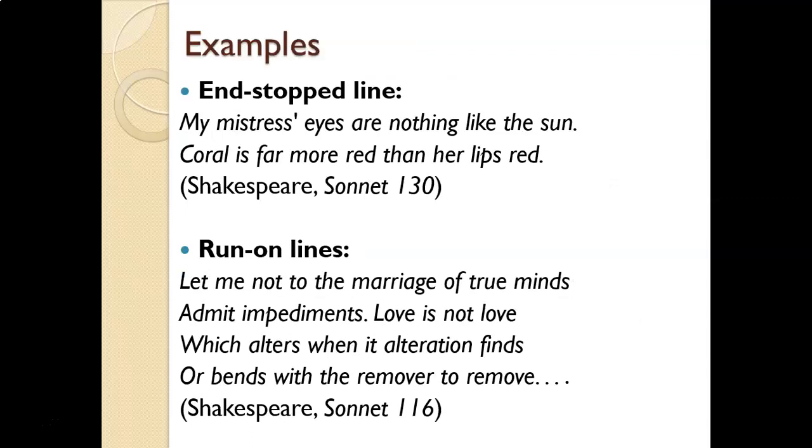The end stopped line is, for example, from Shakespeare's sonnet number 130. It is, my mistress's eyes are nothing like the sun, and then there is a full stop after the line. The next one again has a full stop. Coral is far more red than her lips' red. And both these lines are end stopped lines because there is a full stop at the end of them.